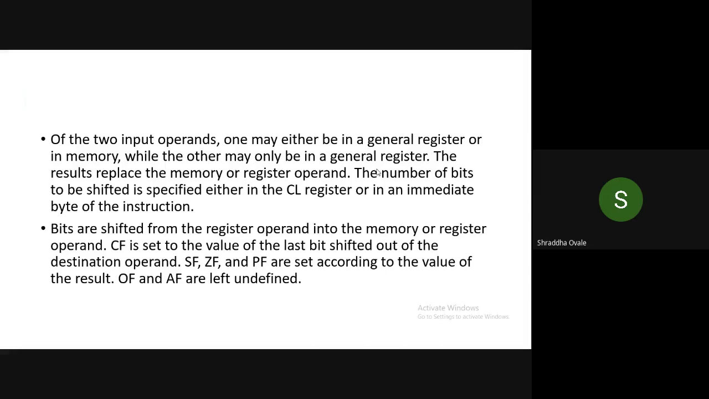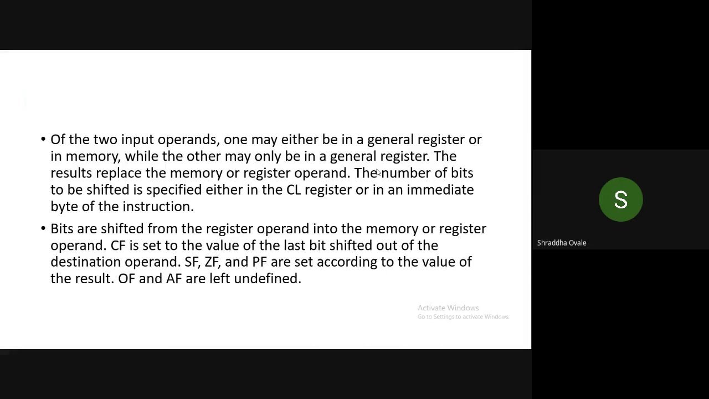Then what is the next point? Bits are shifted from the register operand. There is a register operand, and from that register operand the bits are shifted into the memory or the register operand. Clear? Whatever bits you have to shift, they go into the memory or the register operand.